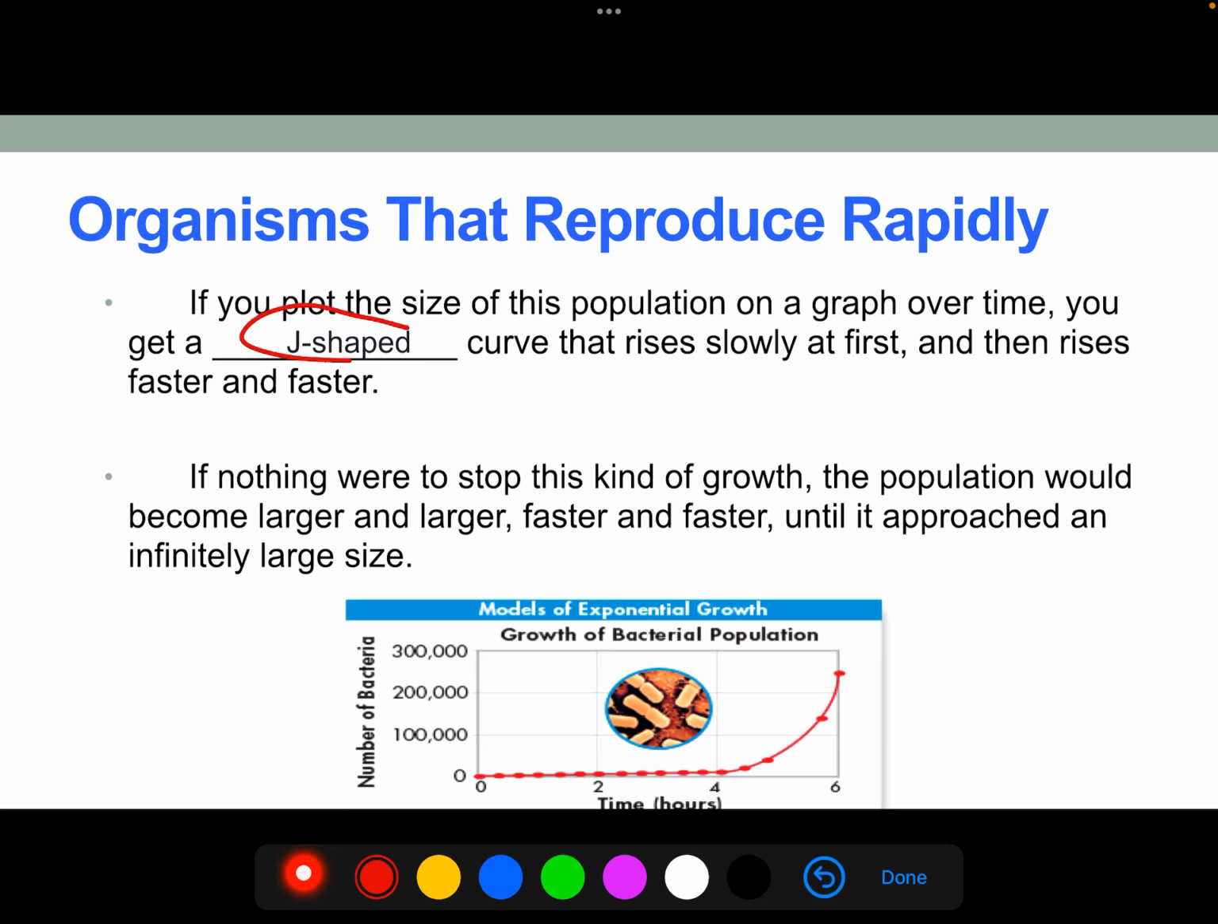And it's a J shape. You definitely need to know the shape of the curve, so exponential is a J. Population will become larger and larger and larger.